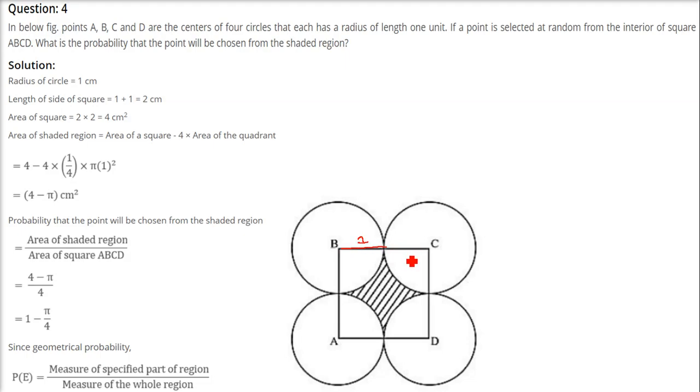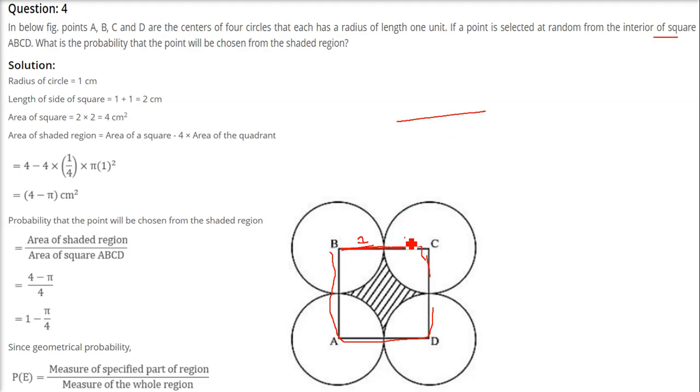If a point is selected at random from the interior of a square ABCD, what is the probability that the point will be chosen from the shaded region? So the point has to be taken from the square only. So this is our complete region. Means the square is our complete region. So what is the area of the complete region?